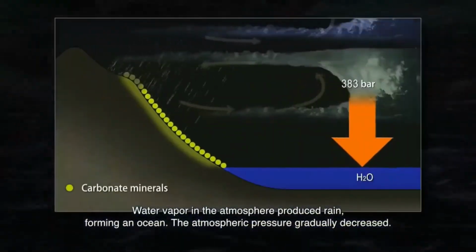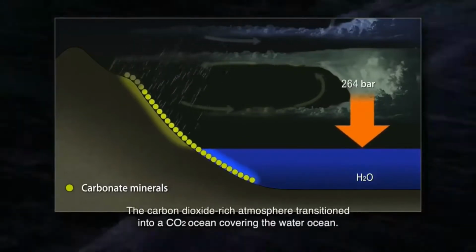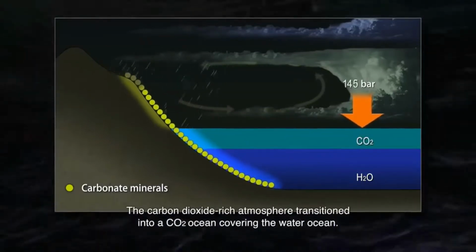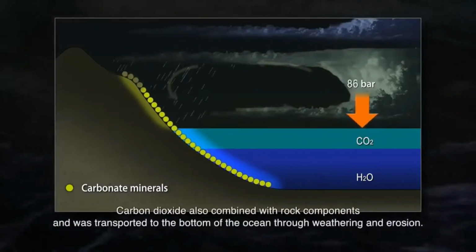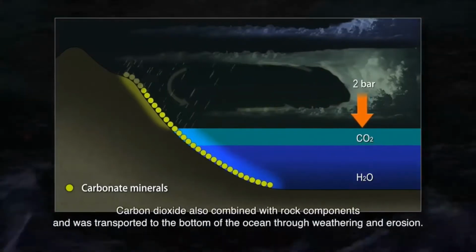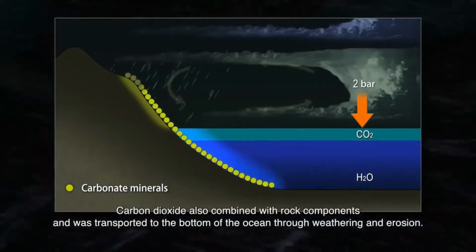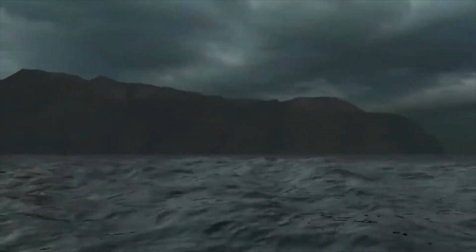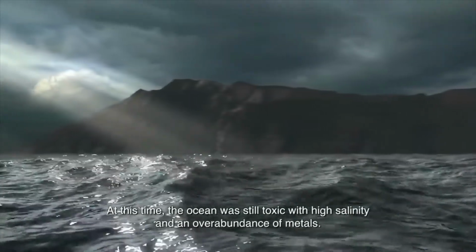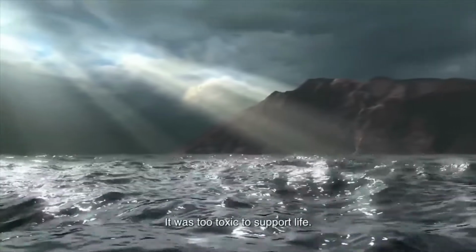The atmospheric pressure gradually decreased. The carbon dioxide-rich atmosphere transitioned into a CO2 ocean, covering the water ocean. Carbon dioxide also combined with rock components and was transported to the bottom of the ocean through weathering and erosion. At this time, the ocean was still toxic with a high salinity and an overabundance of metals. It was too toxic to support life.